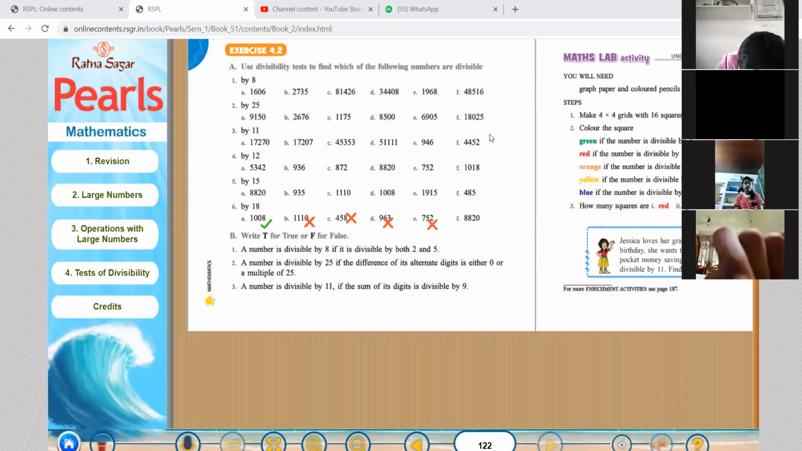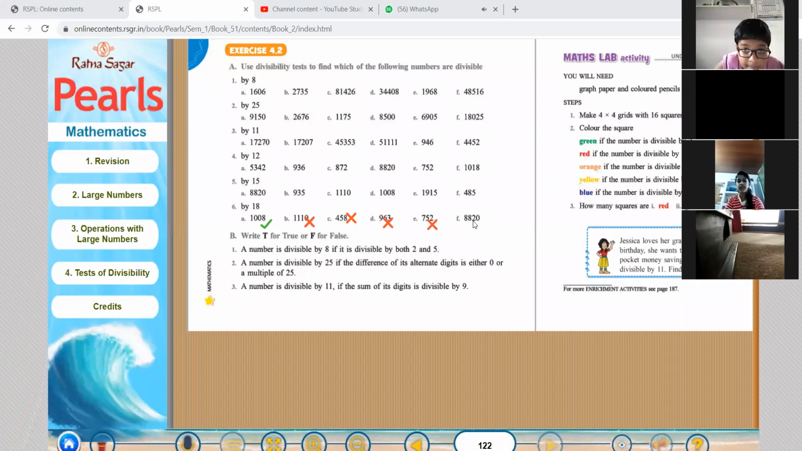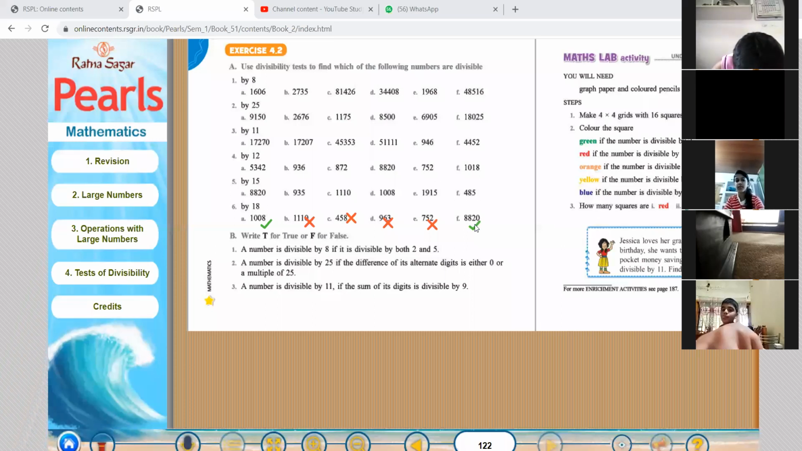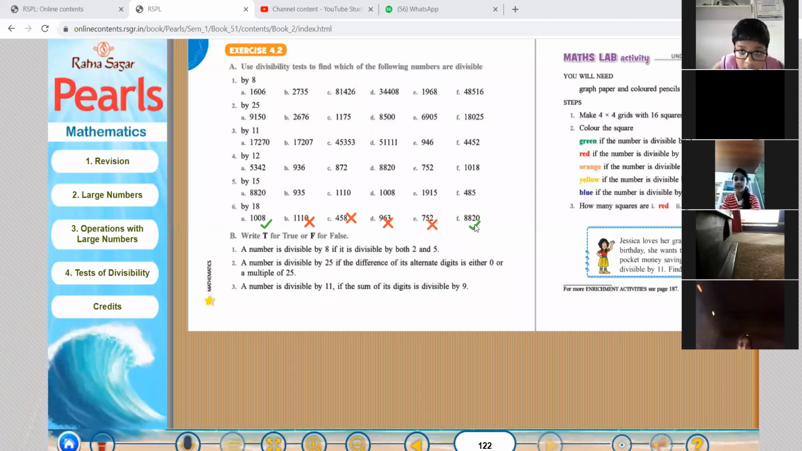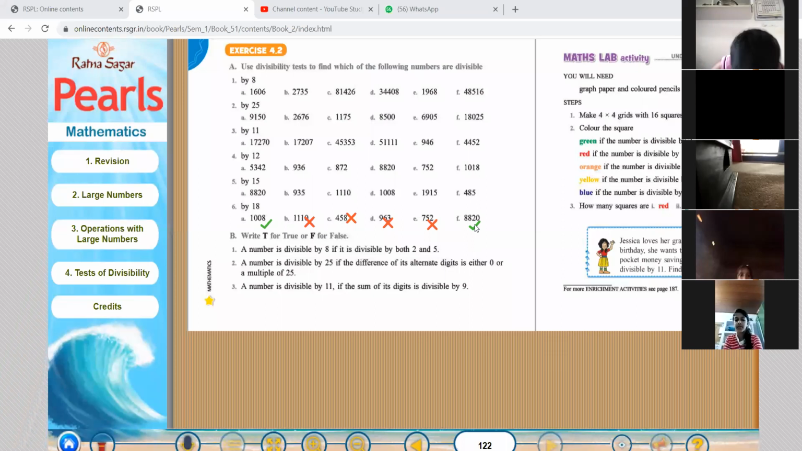Is 18 divisible by 9? Yes, 18 is divisible by 9. And also, we can say that the number 8,820 is divisible by 9. Similarly, the number is divisible by 2 also. Hence, we can say that the number is divisible by 18. So among the six numbers, we will get the numbers 1008 and 8820 are divisible by 18.